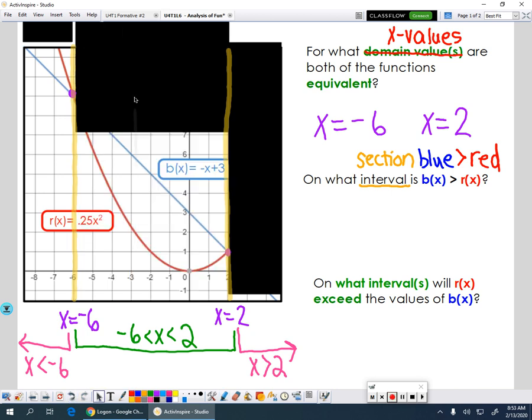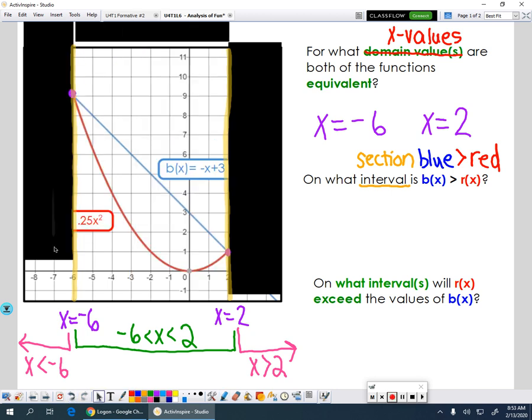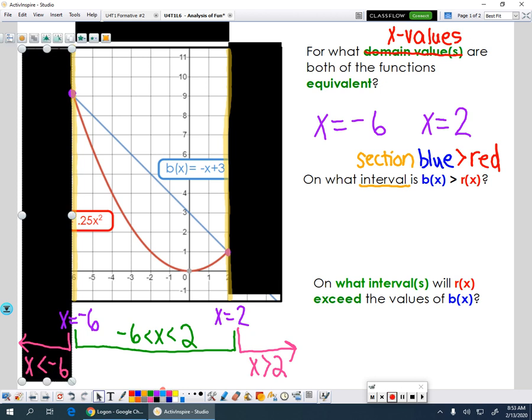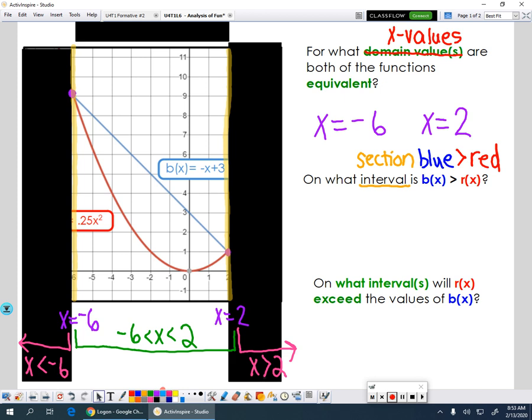So now we'll look at our middle section. And when we look at our middle section, we can see right here, our blue line is above our red line. Okay, so our blue line in this section is going to be greater than my red line. So now that we know which section we're talking about, we just have to name it. And so what I'm going to do is take these blockers that I have, and I'm going to cover up these other intervals that I'm talking about.